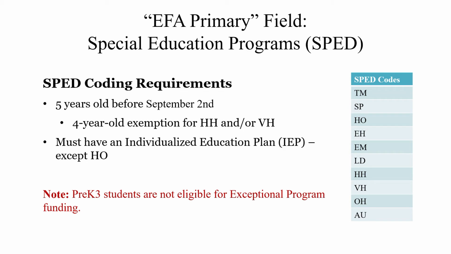Currently, the one exception for this requirement is for 4-year-old students receiving visual and/or hearing-related services. Note again that these students must also have an individualized education plan, or IEP, unless they are being served as homebound. Finally, just a reminder that pre-K-3 students are not eligible for exceptional program funding.